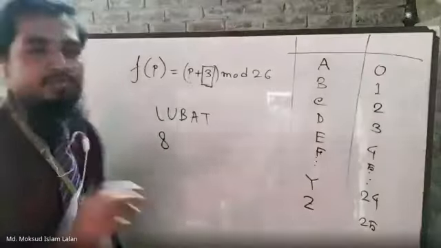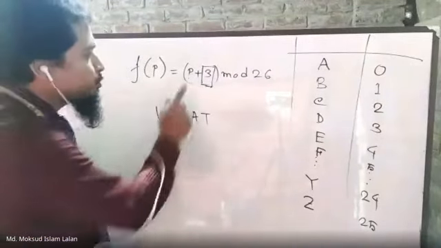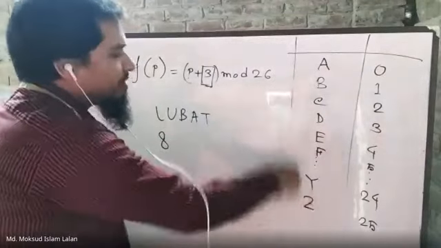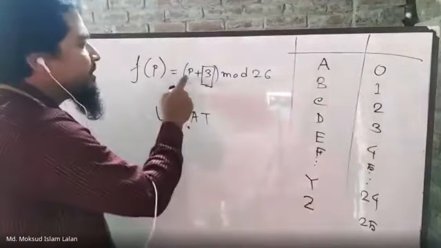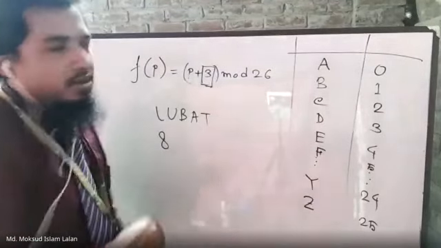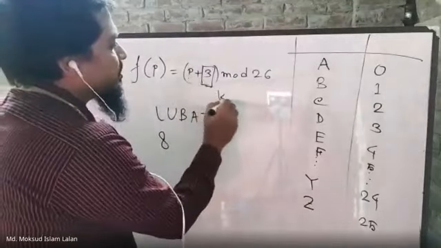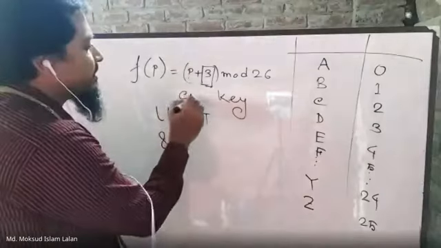Now coming to the next part, this is very easy. Try to understand. After converting the alphabet into numerics, this numeric value is P. And what is 3? This is called the cipher key. Okay.